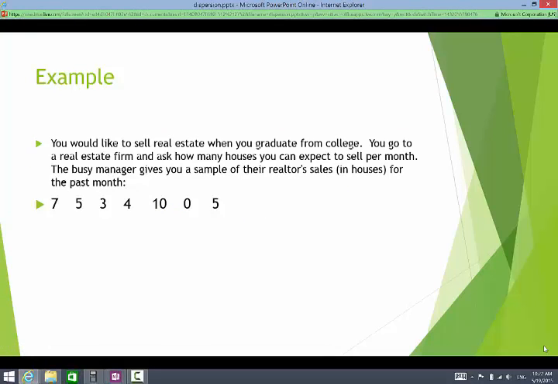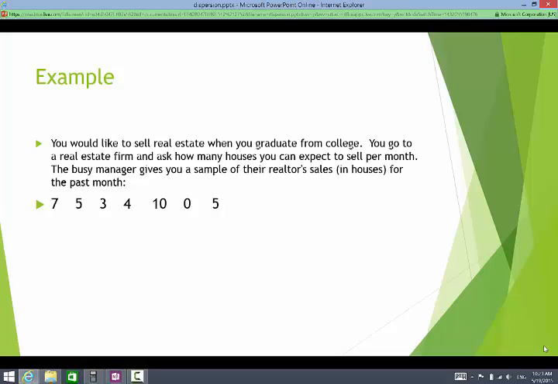So the example should look vaguely familiar. I just changed a few words. You'd like to sell real estate when you graduate from college. You go to a real estate firm and ask how many houses you can expect to sell per month. The busy manager gives you a sample of the realtor's sales in houses for the past month. So 7, 5, 3, 4, 1, 0, 0, 5. Last time we tried to describe what a typical monthly sales was, and we said that it was close to 5, 4.84 for the mean and 5 for both the mode and the median.